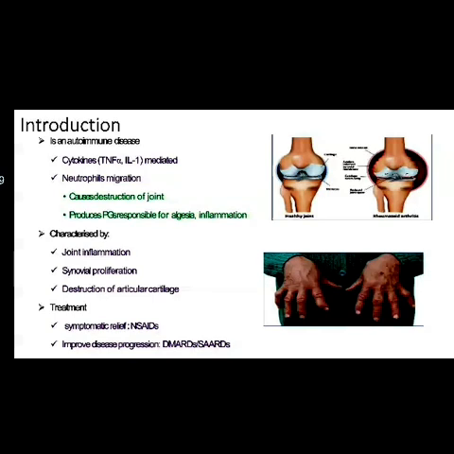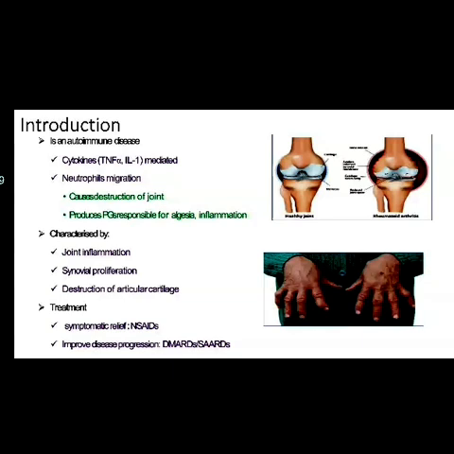Let us discuss the features, how this rheumatoid arthritis looks. If you see in the picture on the right side, there is inflammation in the joints. Synovial proliferation is also associated, which finally causes destruction of cartilages.